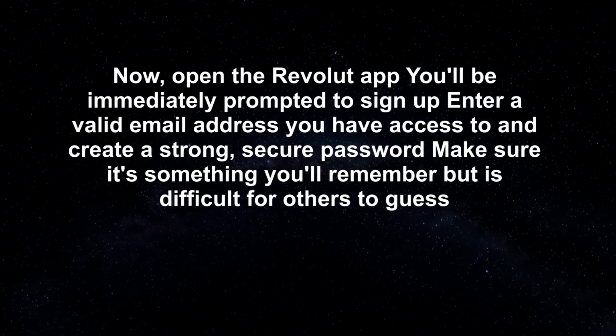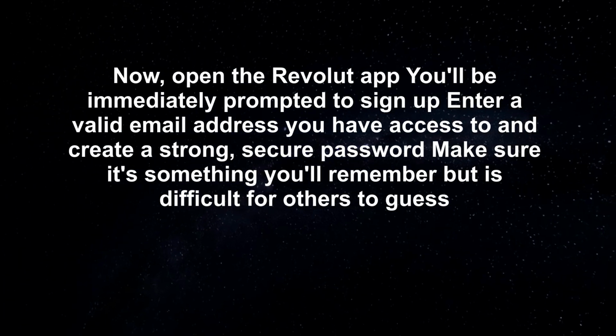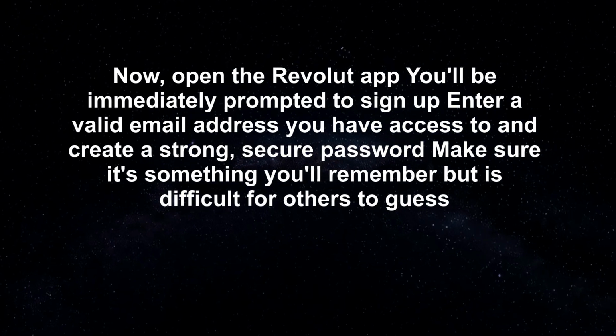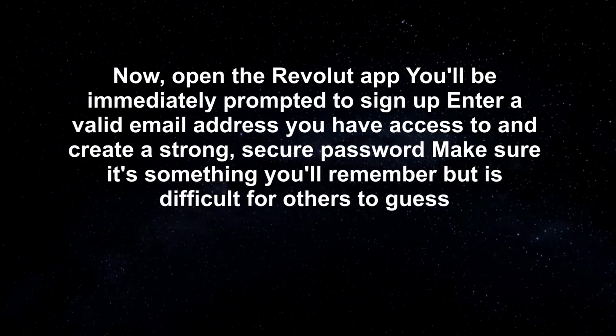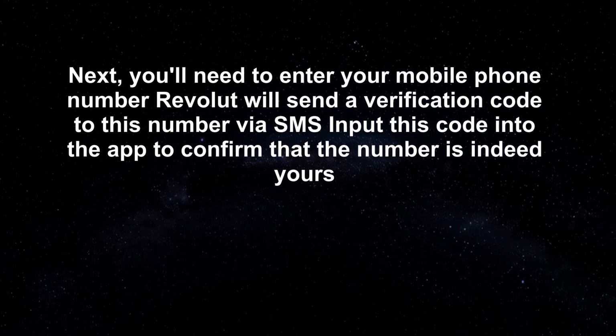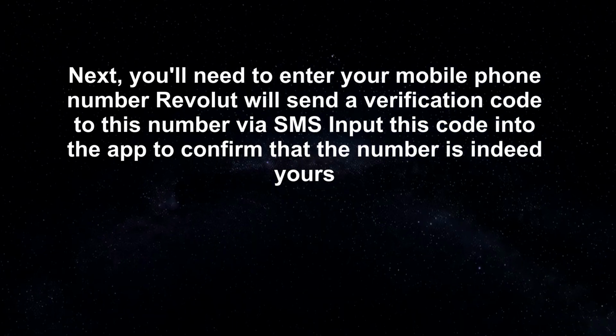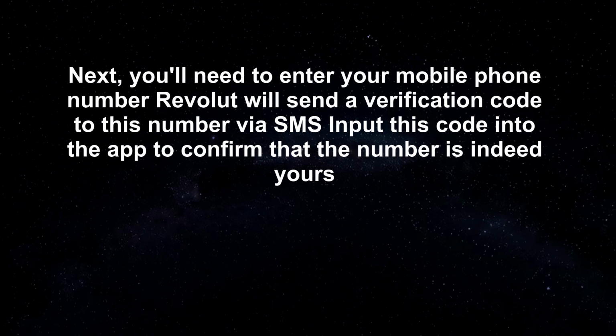Enter a valid email address you have access to and create a strong, secure password. Make sure it's something you'll remember but is difficult for others to guess. Next, you'll need to enter your mobile phone number. Revolut will send a verification code to this number via SMS. Input this code into the app to confirm that the number is indeed yours.